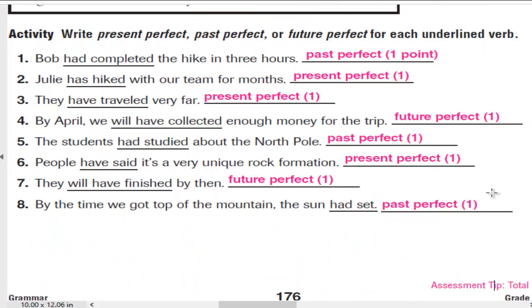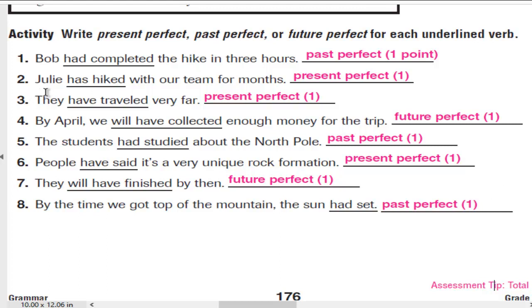Let's have a quick exercise. Write present perfect, past perfect, or future perfect for each underlined verb. Number one, Bob had completed the hike in 3 hours. So had completed, this is something that happened in the past, a past action, so it's past perfect.